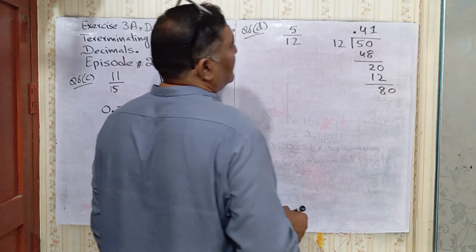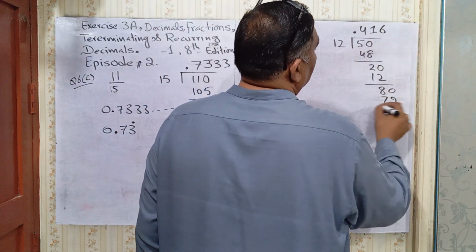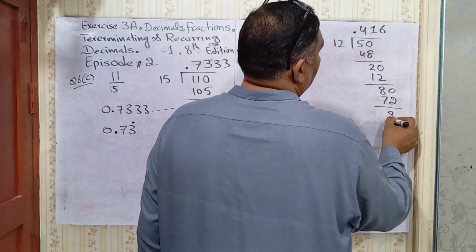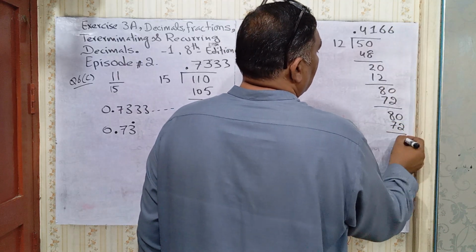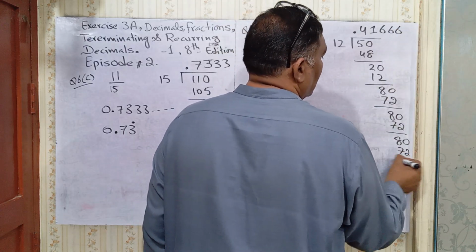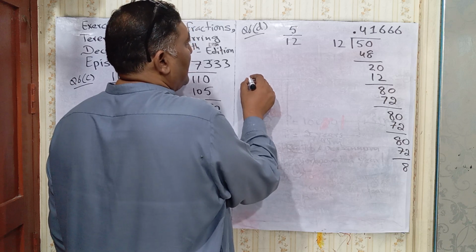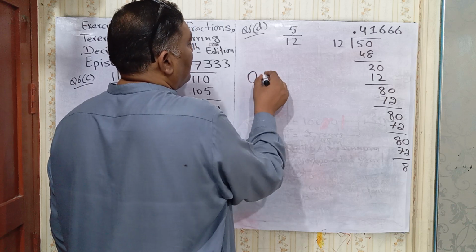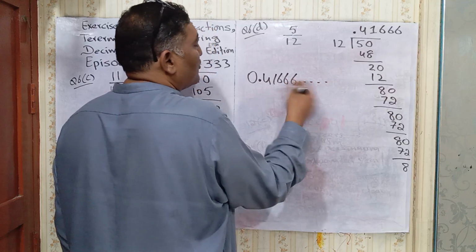12 sevens are, no, 12 sixes are 72. So you are left with again 8 and put a 0. 6 are 72. Again 8, put a 0. Again with the 6, 72. So this process continues. So this is basically 0.41666, and it goes on.